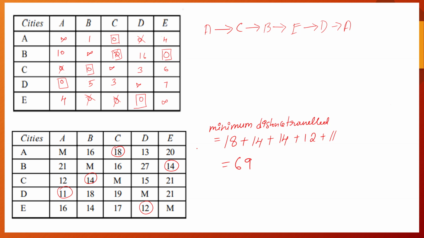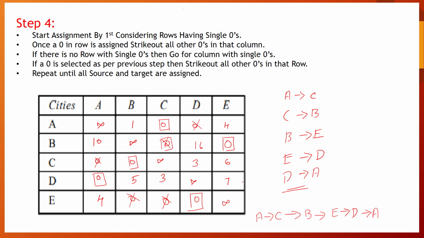69, and as all are in kilometers, this will also have the same unit, 69 kilometers. So the minimum distance traveled by the traveling salesman is 69 kilometers. So here we end the traveling salesman program. Let us see what we have done in the traveling salesman problem, not the program, sorry, problem.